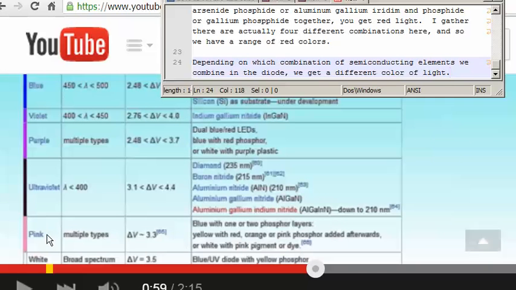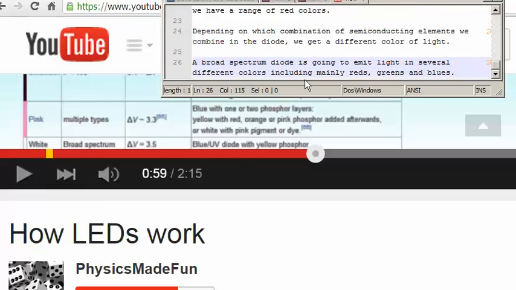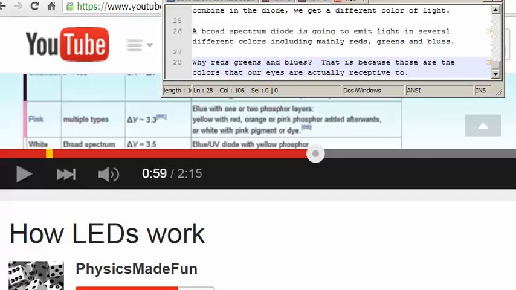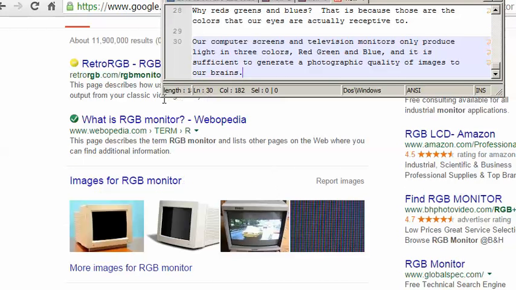So we can get pink, ultraviolet, purple, white, broad spectrum. A broad spectrum diode is going to emit light in several different colors, including mainly reds, greens, and blues. Why reds, greens, and blues? That's because those are the colors that our eyes are actually sensitive to. Our computer screens and television monitors only produce light in 3 colors, red, green, and blue, and it is sufficient to generate a photographic quality of images to our brains.